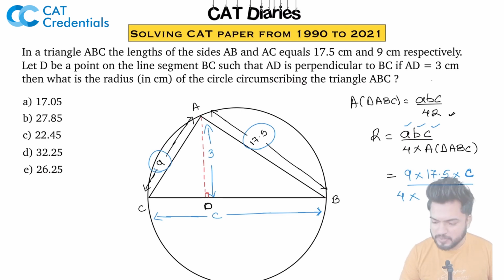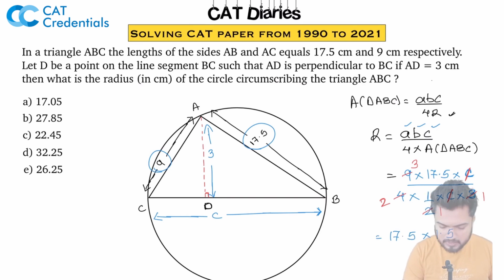Everything connects here. So area of triangle ABC would be half into base. Base is nothing but BC, which is C, into height. Height is nothing but 3 here. Everything is clear. You don't need the third side. The third side gets cancelled here. C, C gets cancelled. So what are you left with? 2 ones are 2, 2 twos are 4. As you cut this, 3 ones are 3, 3 threes are 9. 3 by 2 is 1.5. So I'm eventually left with 17.5 into 1.5. That is my answer.